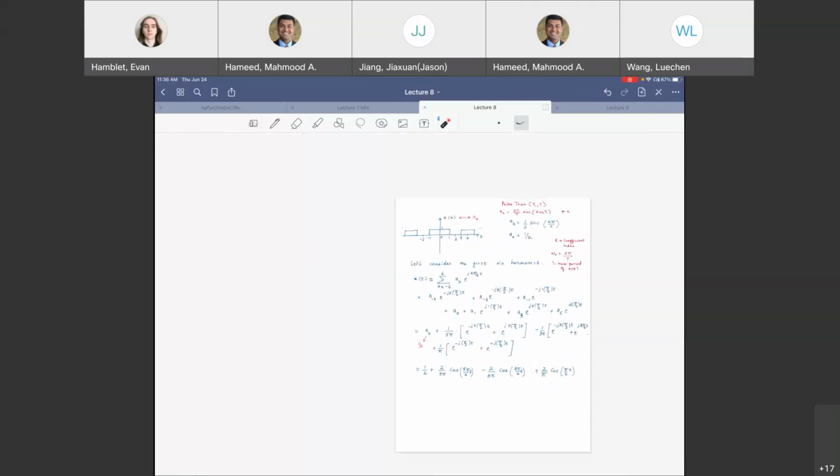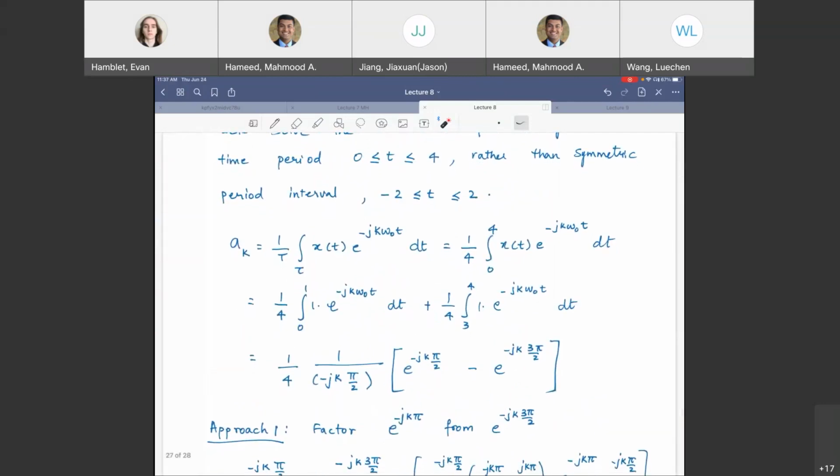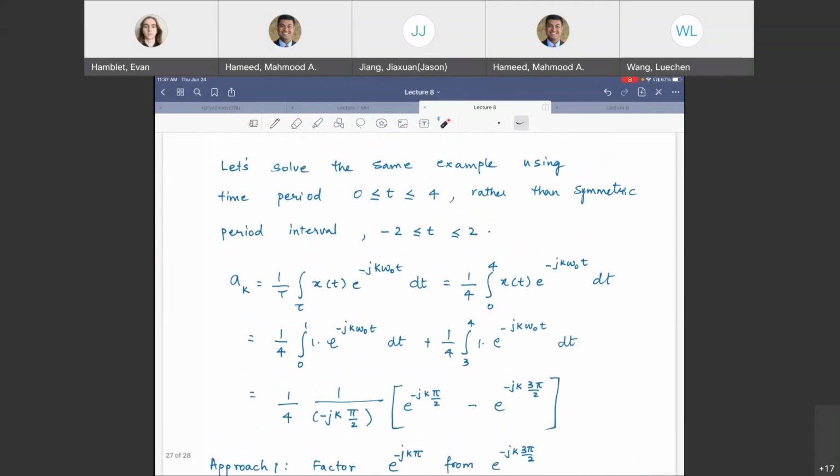Didn't we talk about this? Yeah, we talked about this. Next. Whatever we solved earlier, instead of using the time period as an even time, say negative 2 to 2, we used that earlier, right? If we use -2 to 2, we got one result, which was what? Half sinc of k pi over 2. Instead, if we choose 0 to 4, what happens?